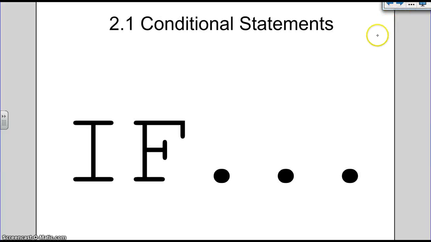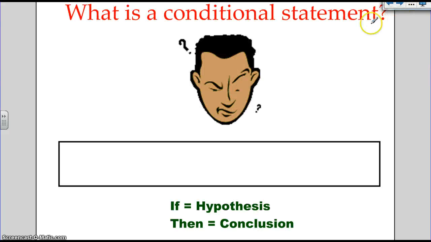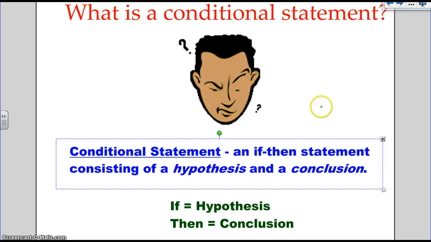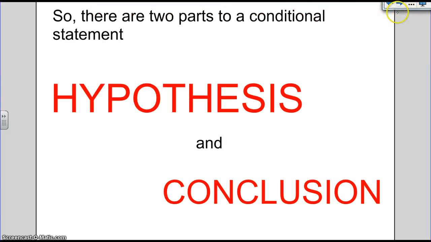Conditional statements. Remember, it's something with an if and something with a then, right? So what is a conditional statement? It is an if-then statement consisting of a hypothesis and a conclusion. Hypothesis equals if. Conclusion is then. Okay? So what are the two parts of a conditional statement?